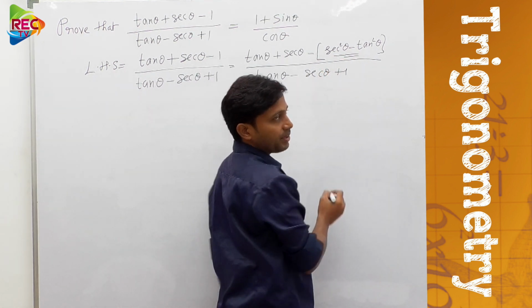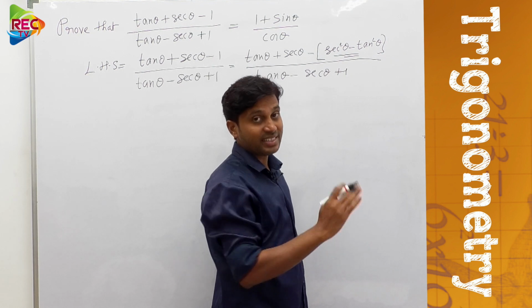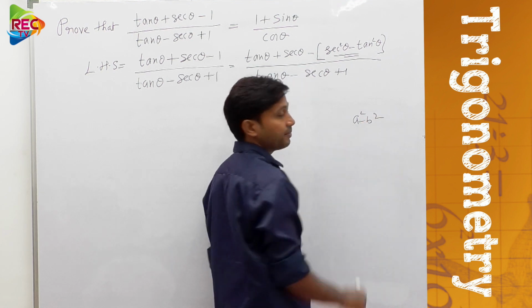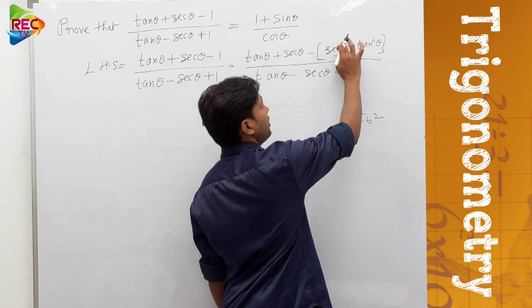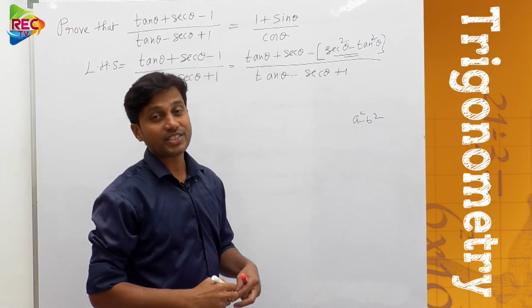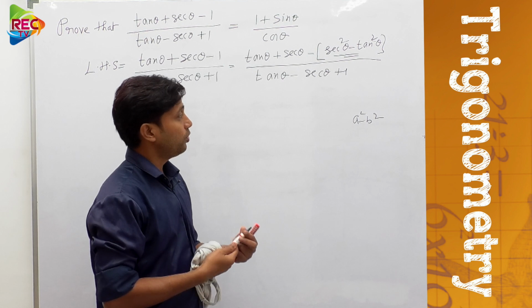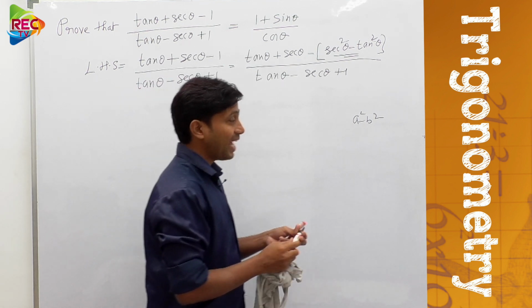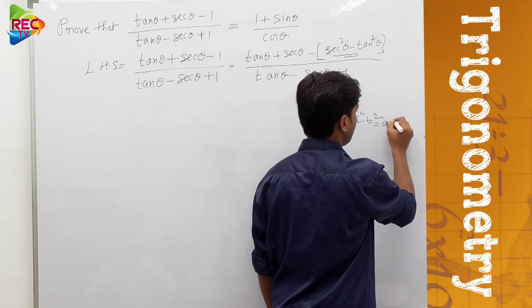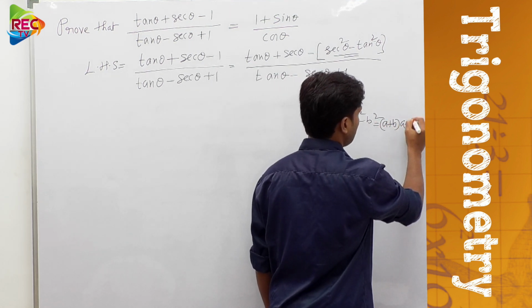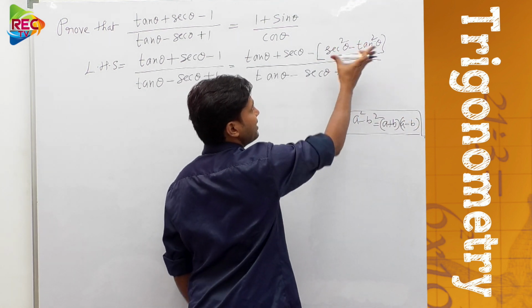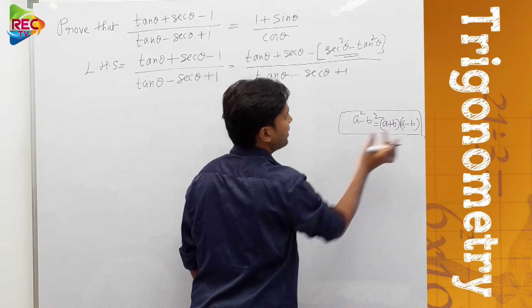Now this is secant square theta minus tan square theta. This is in the form of what? A square minus b square, as per the algebra. This is a square and this is also a square, right? So therefore this is in the form of a square minus b square. So a square minus b square can be split into what? A plus b into a minus b, yes. Using this identity, factorize this, split this into factors.